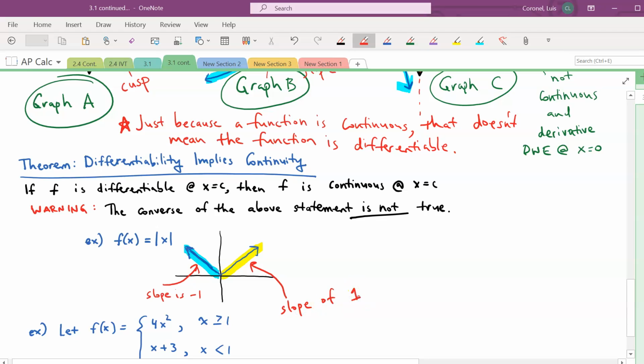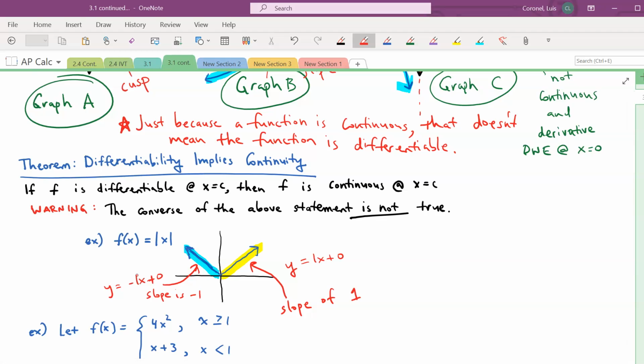In other words, on the right side of the graph, that equation is y equals 1x plus 0. On the left side of the graph, the equation is y equals -1x plus 0. Clearly we have two different slopes. On the left side, the slope is -1. On the right side, the yellow part of the graph, the slope is +1.